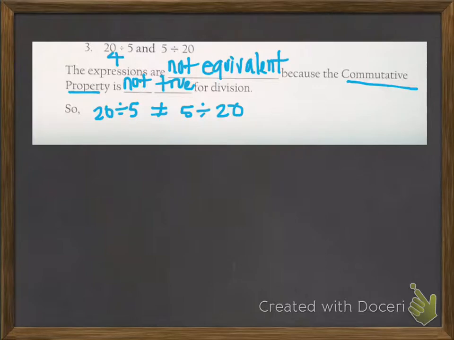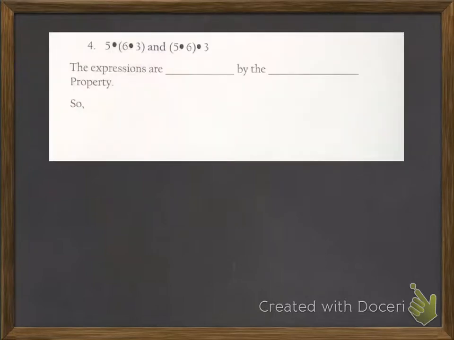Let's move on to number 4. I would like you to do this on your own, and we will check this with our table group. Do not forget to rewrite the 2 expressions, either putting an equal or a not equal sign in between them. So please press pause now and play when you are ready to move on.